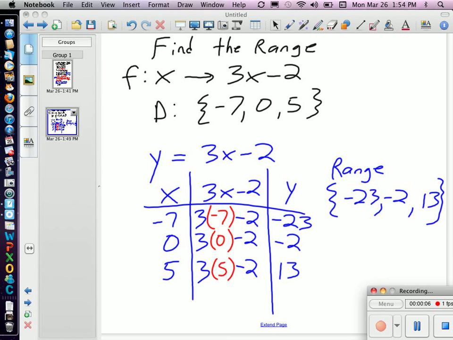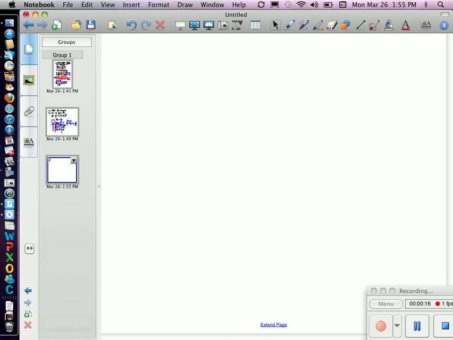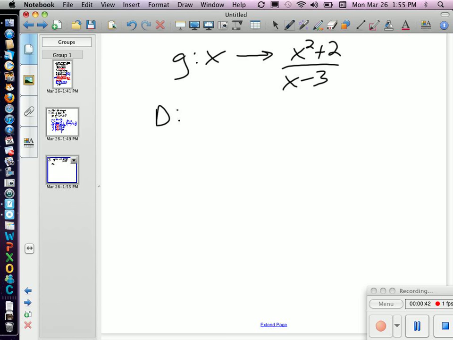Okay, so this will be part 2 of the video, and I'm going to give you one more example of the arrow notation style problem. So let's do this one. G of x is paired with, let's do x squared plus 2 over x minus 3. And I'm going to give you a domain, and the domain includes 2, 4, and 5. Okay, and we're going to find the range.